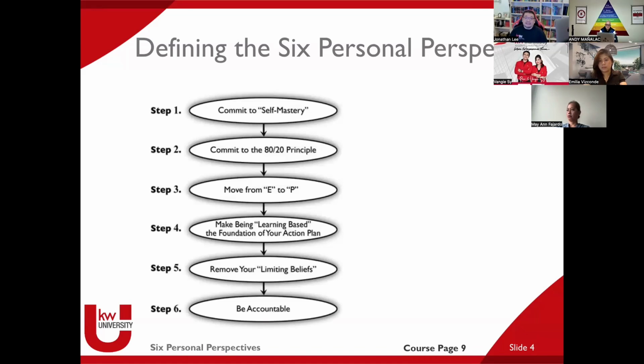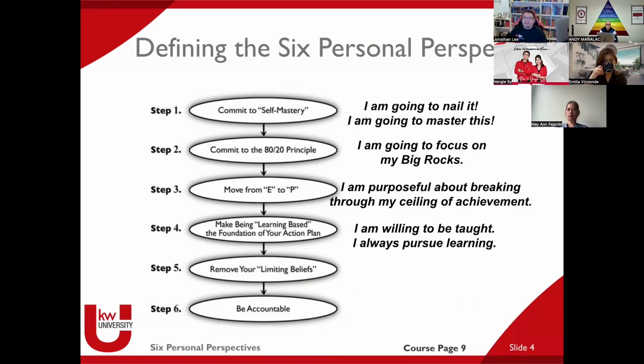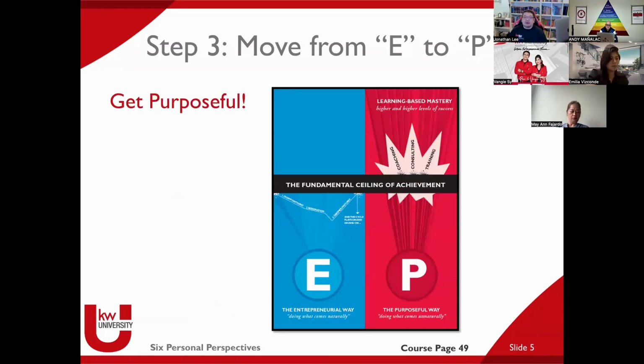That's why when we designed this course in KWU, these are the 6 key things that we believe will affect those 3 things in running your business and building a very successful business and a successful life. Just want to recap that to make sure that all of us are on the same page. But this morning, I'm going to go quickly. We're going to talk about one of my favorite perspectives, which is moving from E to P, being entrepreneurial and being purposeful.